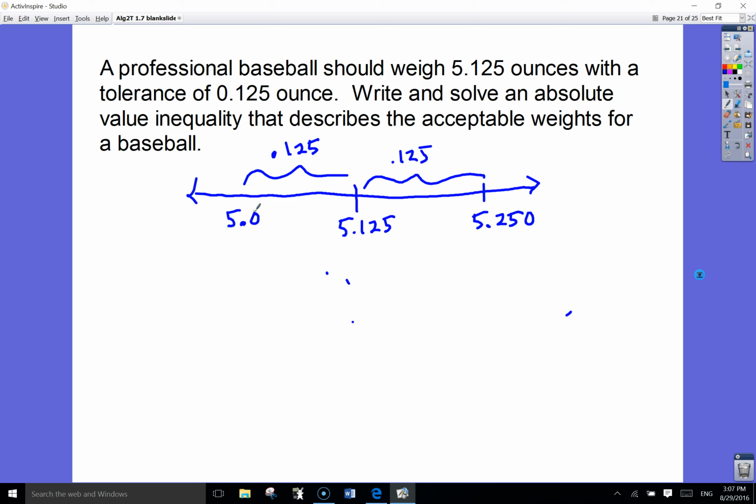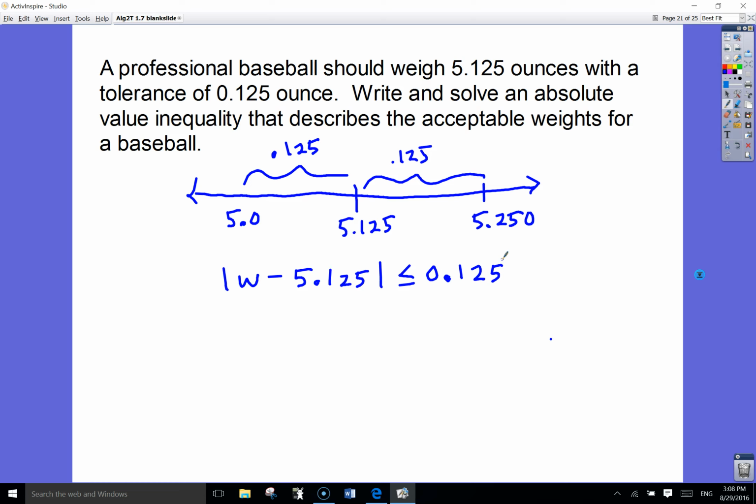Okay, the way you write that with absolute value symbols is you're going to say the absolute value of the weight of the baseball, let's use W to be our variable, minus the target is less than or equal to 0.125. Right. That's how you write an absolute value.